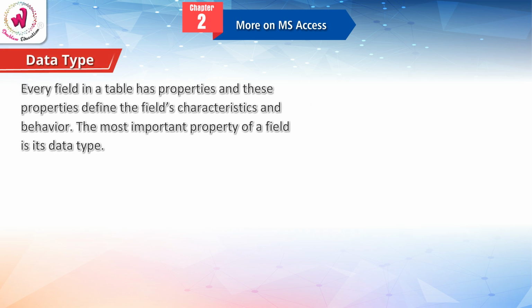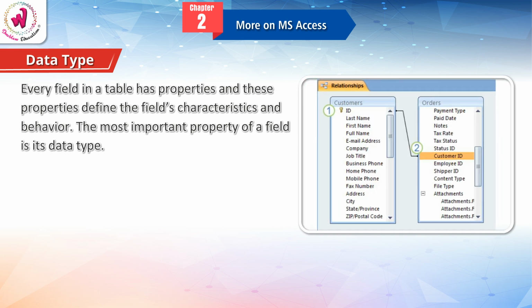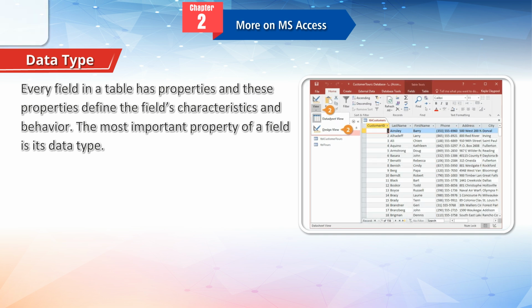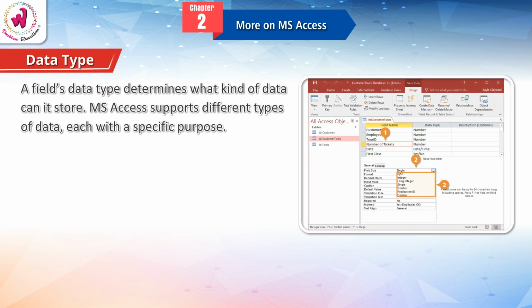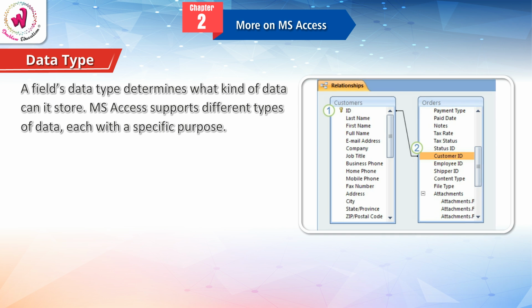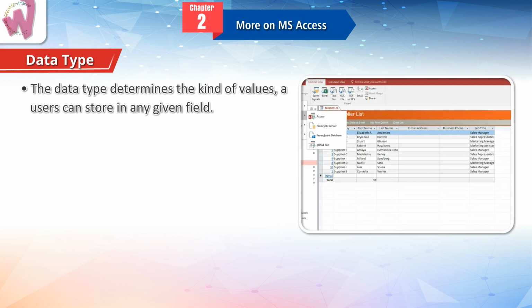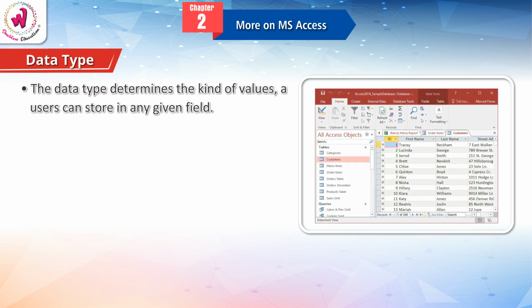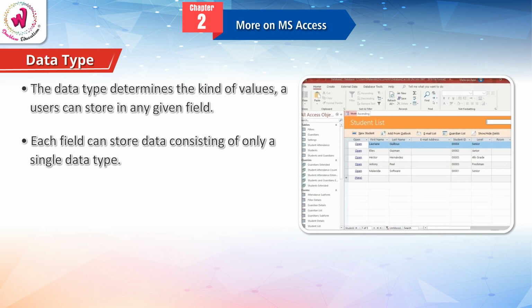Data type. Every field in a table has properties, and these properties define the field's characteristics and behavior. The most important property of a field is its data type. A field's data type determines what kind of data it can store. MS Access supports different types of data, each with a specific purpose. The data type determines the kind of values a user can store in any given field. Each field can store data consisting of only a single data type.